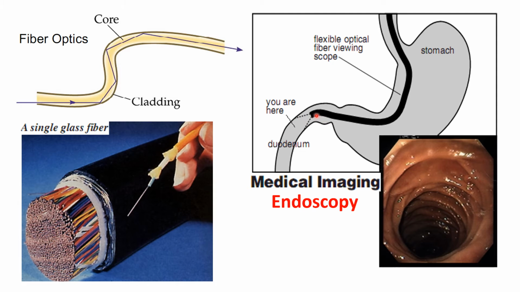Then the images of the inside of the stomach are incident into this cable or into this fiber, and then they reflect the incident again until the image is seen on a screen of a computer, and then the doctor may observe different wounds in the stomach.